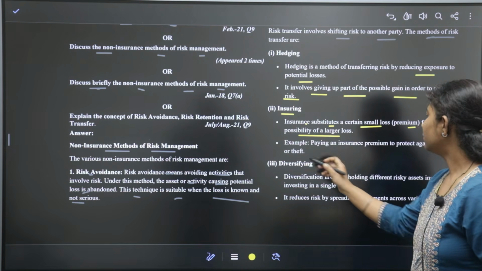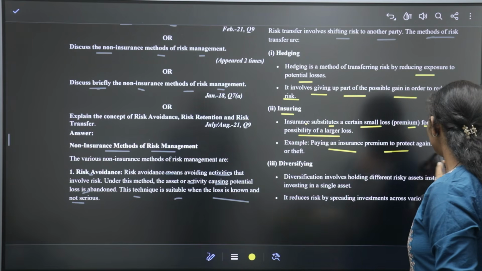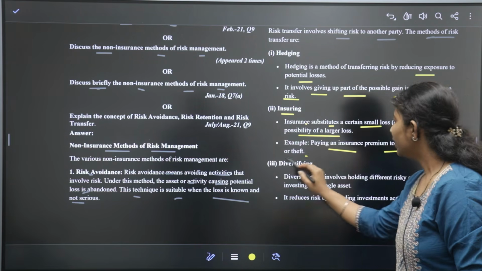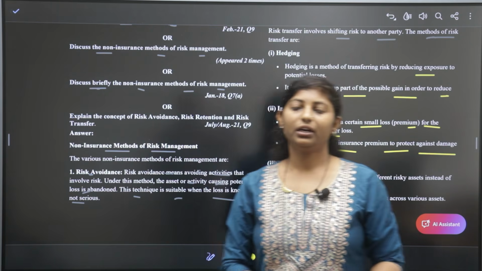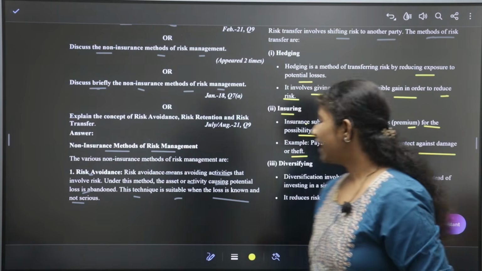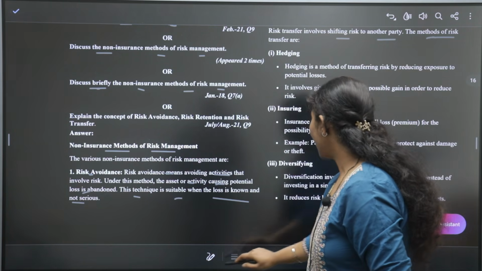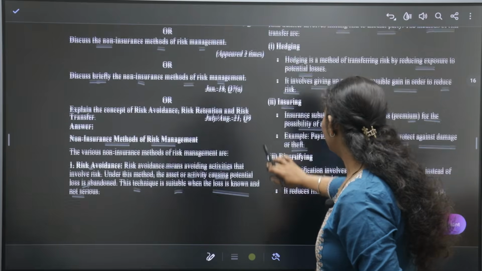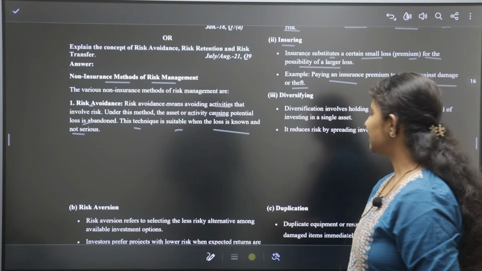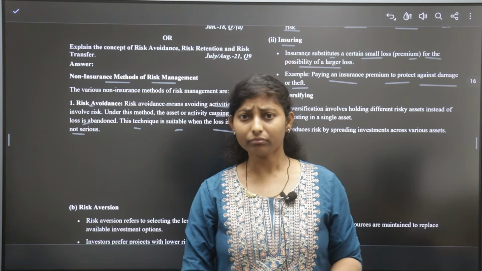Okay, so for example, paying an insurance premium to the insurance company to protect against damage or theft. So that is insurance. Next we have diversifying. We already discussed diversifying.